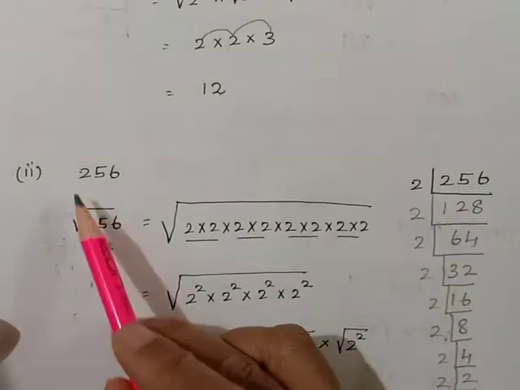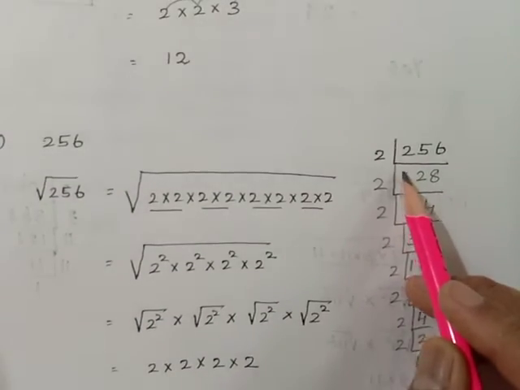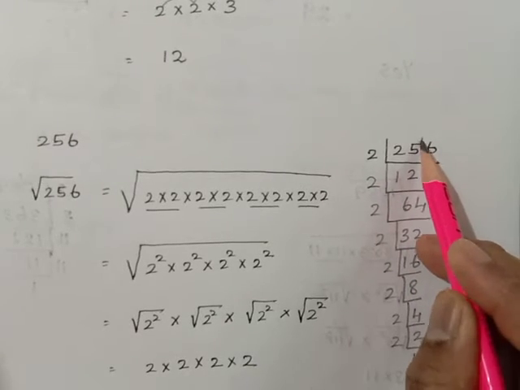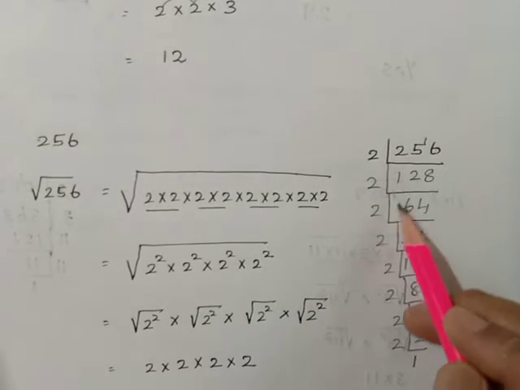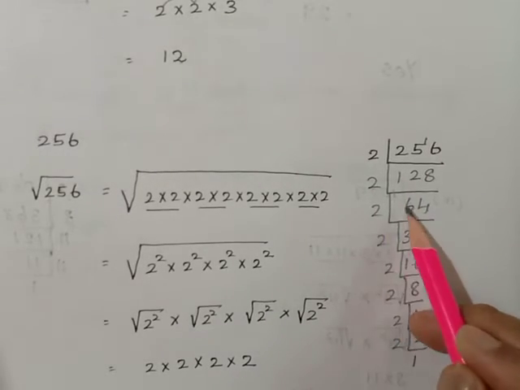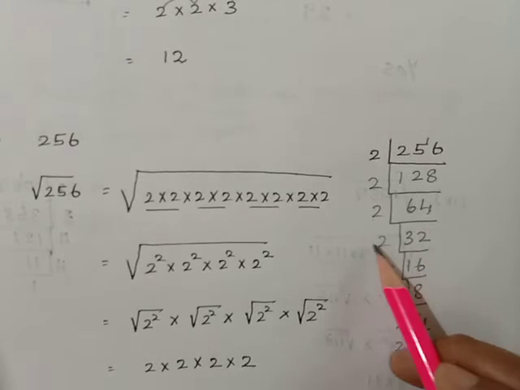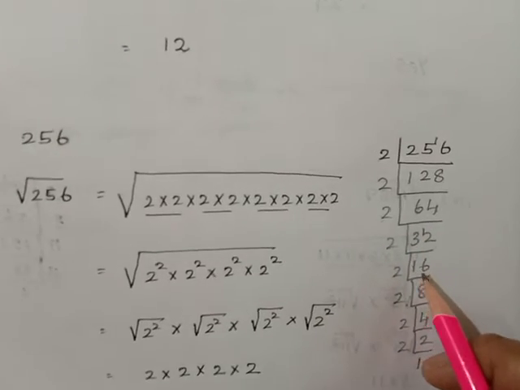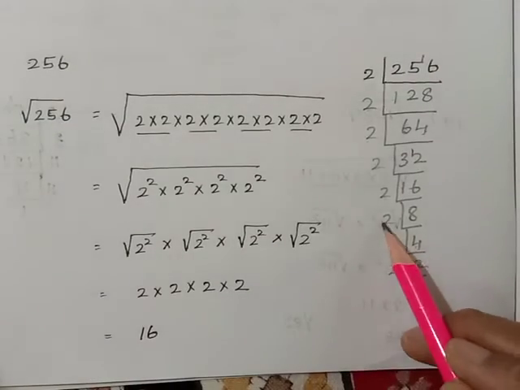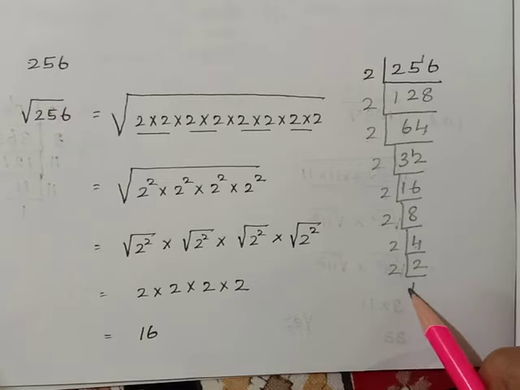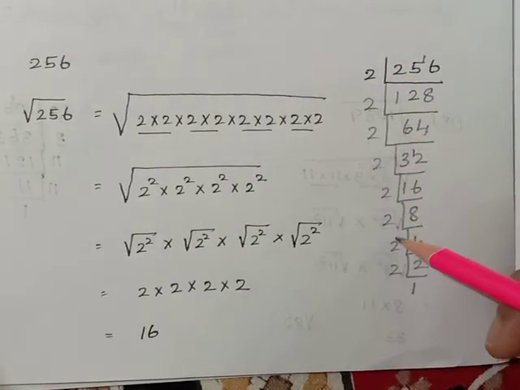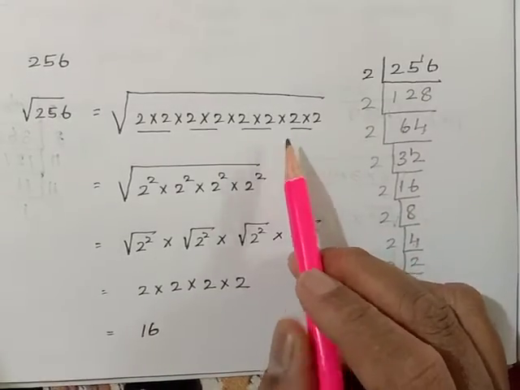The second question, 256. 256, second table: 1 twos are 2, 2 twos are 4, balance 1 becomes 16, 8 twos are 16. Next 6 twos are 12, 4 twos are 8, 3 twos are 6, 2 twos are 4, 1 twos are 2, balance 1, therefore it becomes 12, 6 twos are 12, 8 twos are 16, 4 twos are 8, 2 twos are 4, 1 twos are 2. So 1, 2, 3, 4, 5, 6, 7, 8. So 8 twos are there.